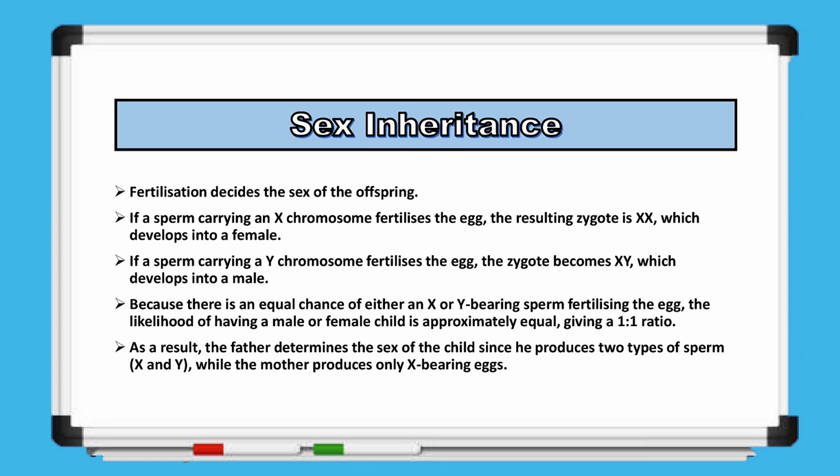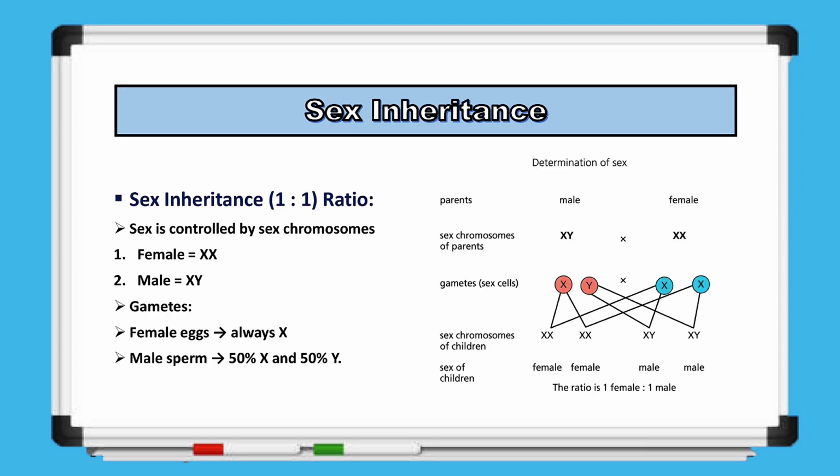Because there is an equal chance of an X-bearing or Y-bearing sperm fertilizing the egg, the probability of having a male or female child is equal, giving a 1-to-1 ratio. This means the father determines the sex of the child, as he produces 2 types of sperm, while the mother produces only X-bearing eggs. To summarize simply, the parental genotypes are female XX and male XY. The female produces only X gametes, while the male produces X and Y gametes. When these combine, they result in either XX, which is female, or XY, which is male offspring.